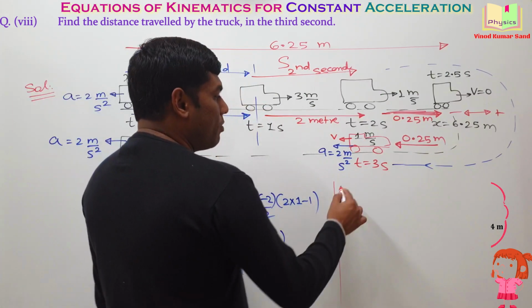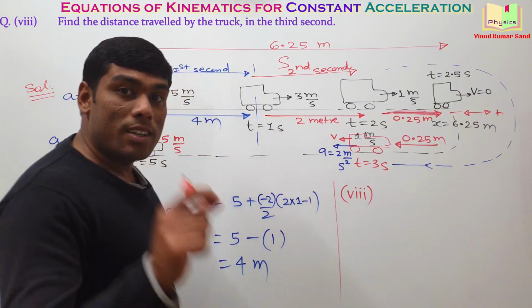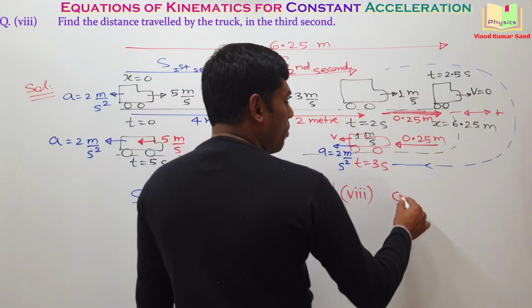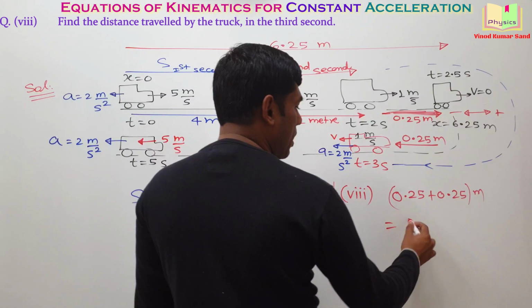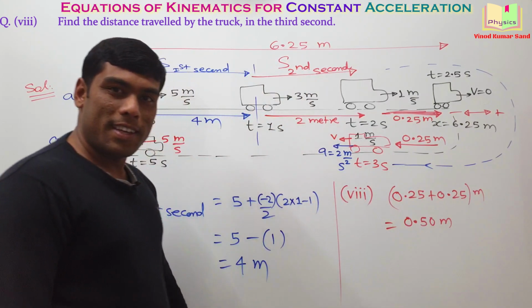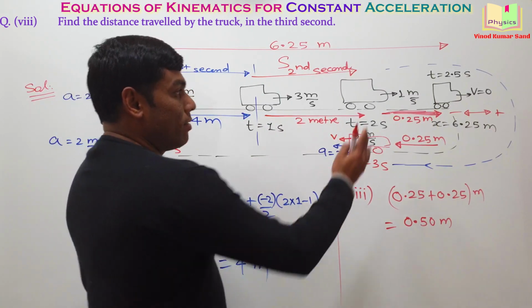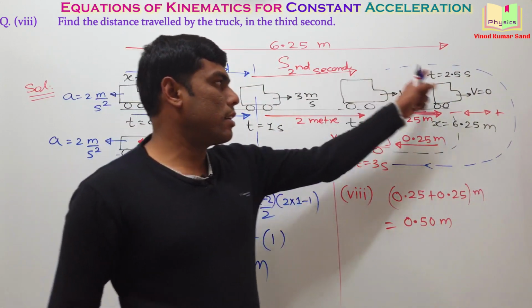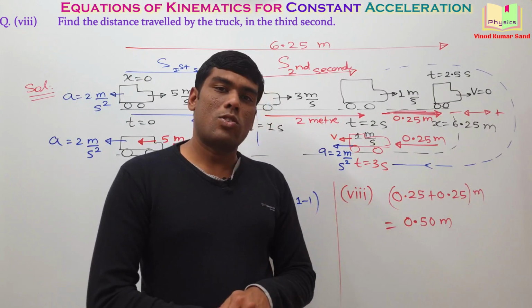Then here we get the answer for the 8th question. The distance traveled in the third second will be equal to 0.25 meter plus 0.25 meter, which will be equal to 0.50 meter. Getting it? What is the meaning of the third second? From t is equal to 2 second to t is equal to 3 second. That time interval we call the third second, and this is the distance traveled.